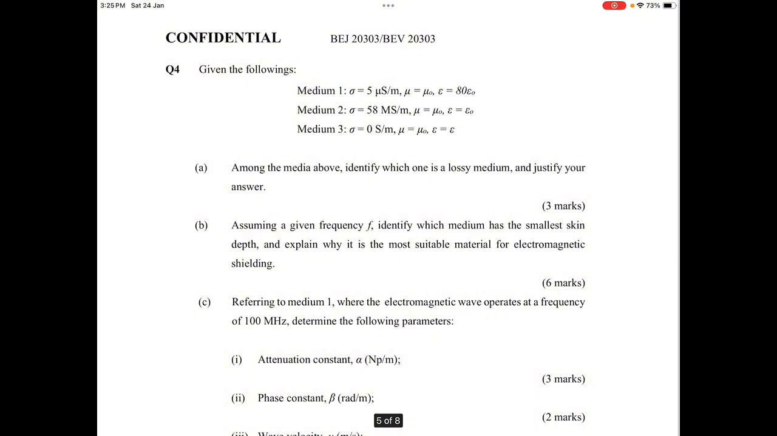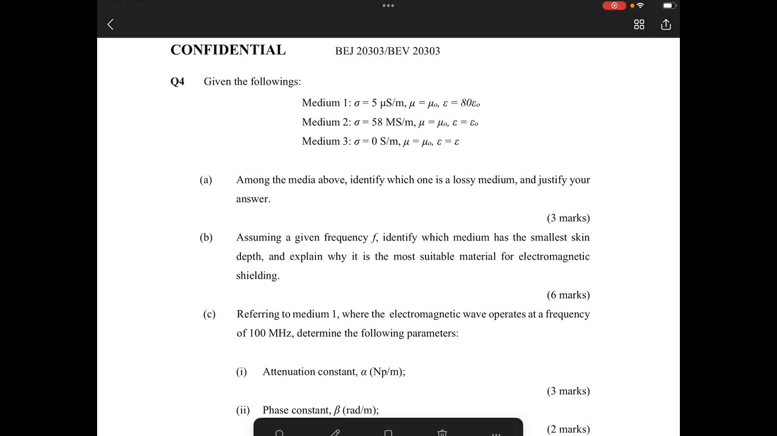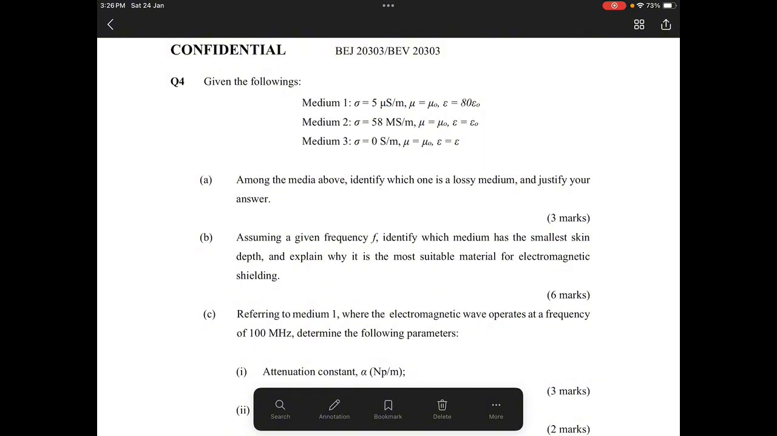So in this video, we are going to solve question number 4. Given the following, you have 3 mediums, and each medium has different properties. Sigma is the conductivity, mu is the permeability, and epsilon is the permittivity. The first question: identify which one of them is a lossy medium, and you have to justify your answer.